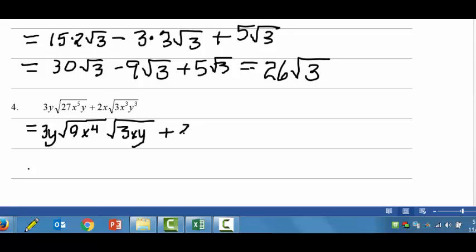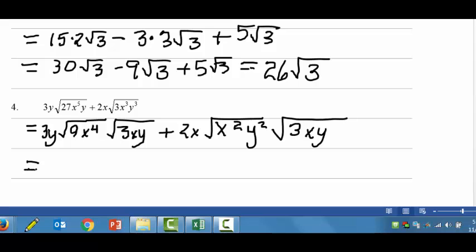Plus 2x times the square root. And now we're going to get the perfect square factors out of 3x cubed y cubed. And those are x squared y squared. And that multiplies by the square root of 3xy. So we'll now apply the radicals to the perfect squares. We'll get 3y times 3x squared times the square root of 3xy.